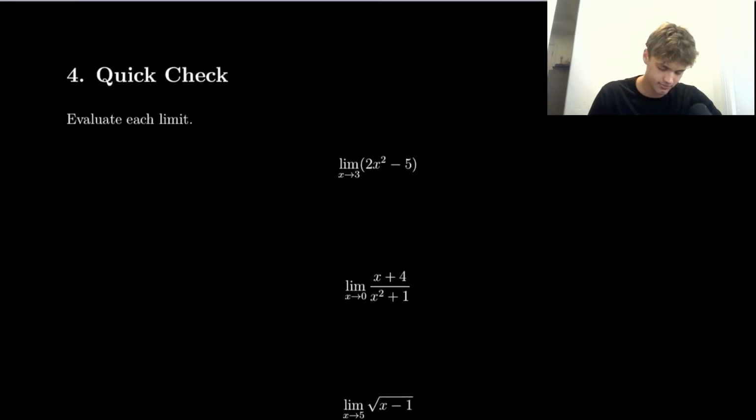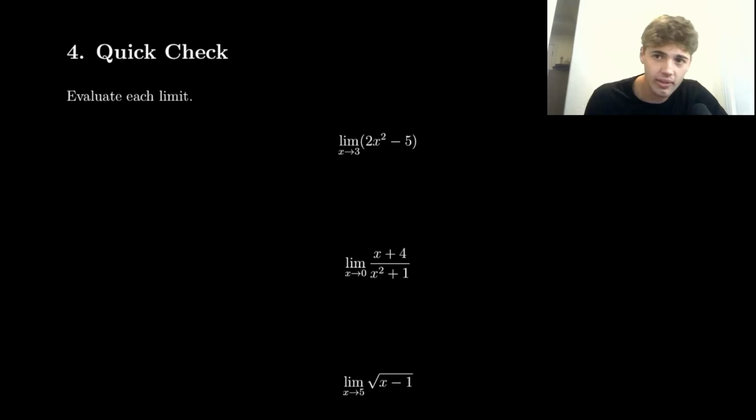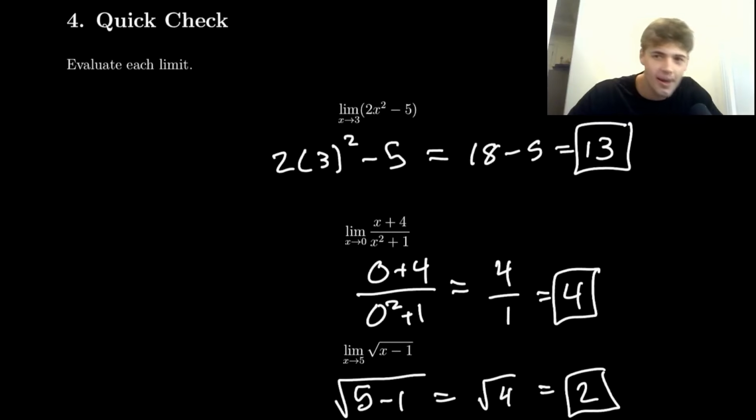All right. Go ahead and try and solve these 3 limits and come back for the solution. They're all behaving nicely, so direct substitution will work. All right, welcome back. So if you go ahead and plug in the numbers that the x values are getting really close to and use direct substitution, you will get 13, 4, and 2.